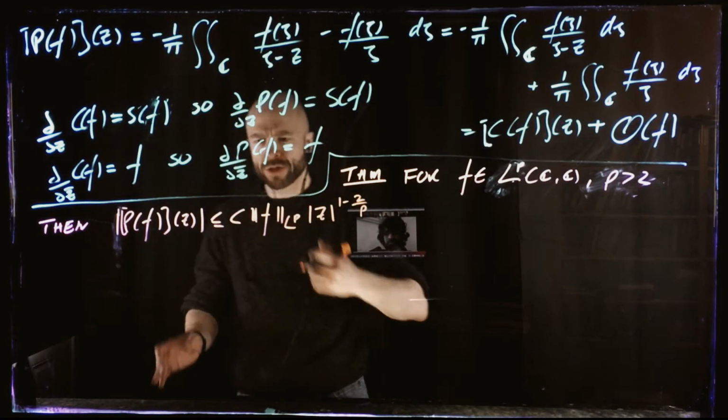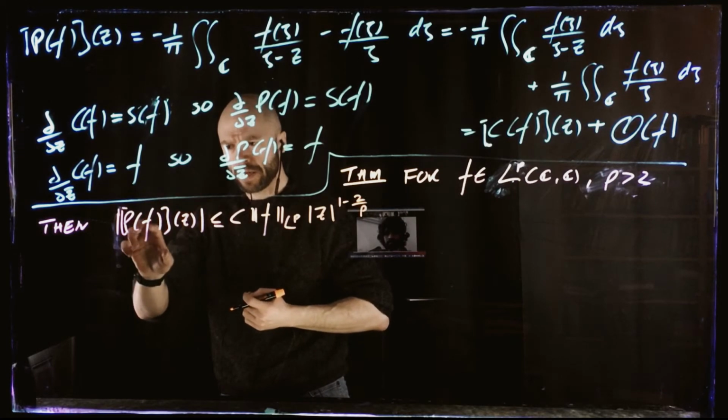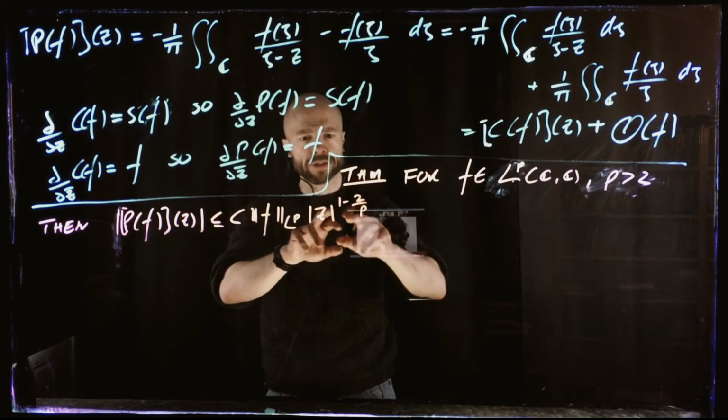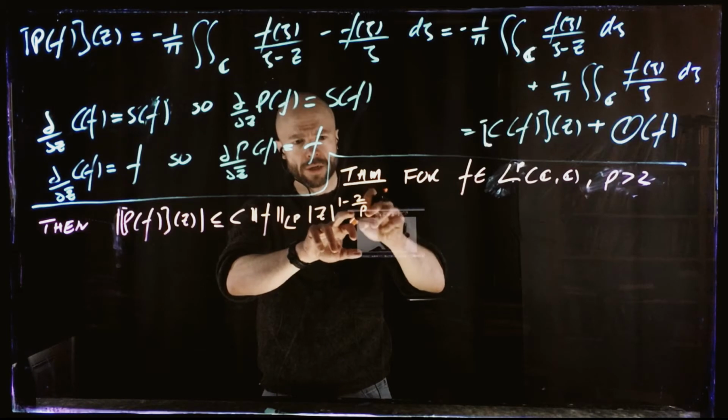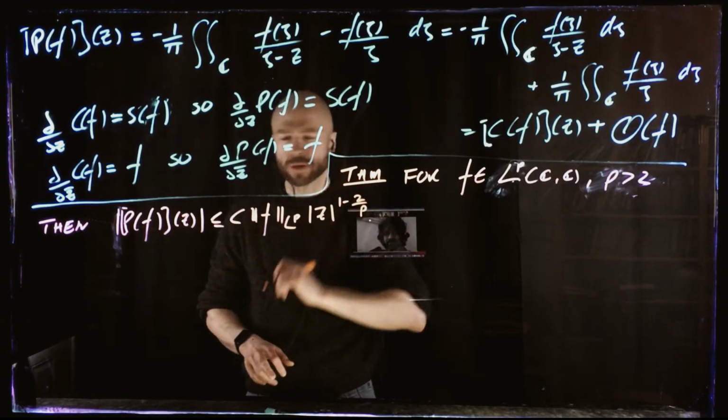And then from this, as I said, it's a non-trivial step, we're going to see this allows us to conclude that actually P is mapping into the whole of continuous functions with Hölder exponent 1 minus 2 over p. That's what we're going to conclude from this.